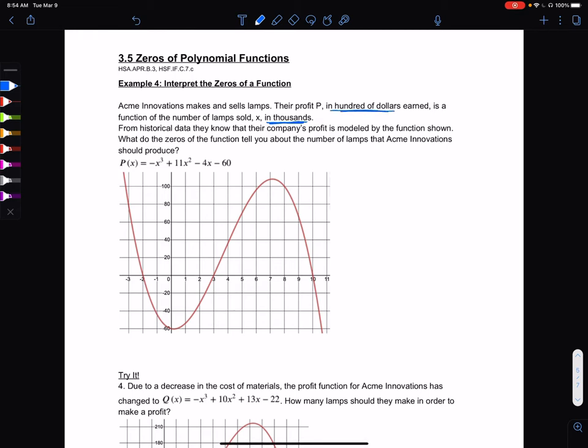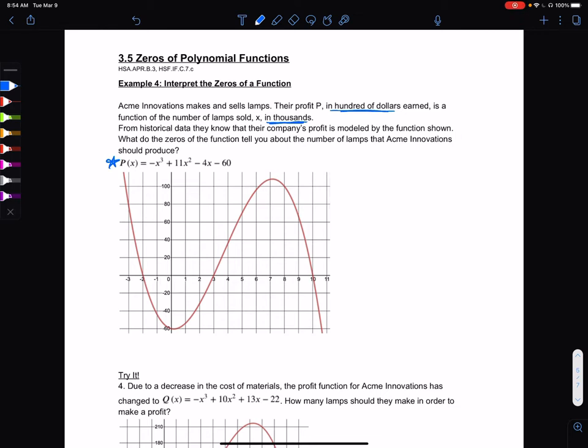When you start to figure out the solution, you want to make sure it's in the right denomination. From historical data, they know that their company's profit is modeled by the function shown right here, and we already have it graphed. We want to know what the zeros of the function tell you about the number of lamps that Acme Innovations should produce. Since we're a company, we're trying to make profit, right?